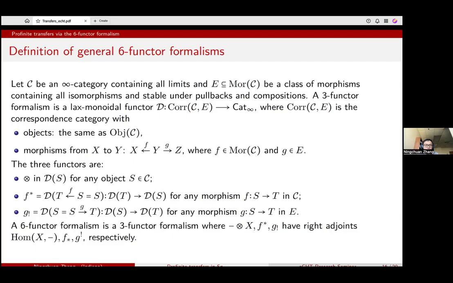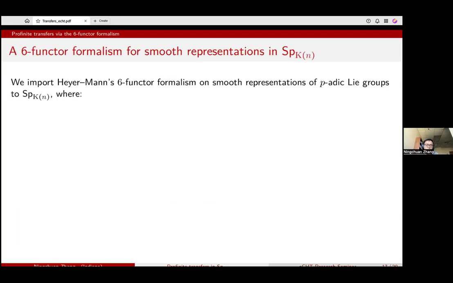Okay, so in the theory part of this project, Guchuan and I import the Heyer-Mann six-functor formalism for smooth representations of p-adic groups to the K-local category. And what does that mean? I'm not going to go through the details. So in the setting here, the geometric setup C is the category of condensed anima. Don't be scared by those words. It probably doesn't mean much. I'll tell you how to think about it.